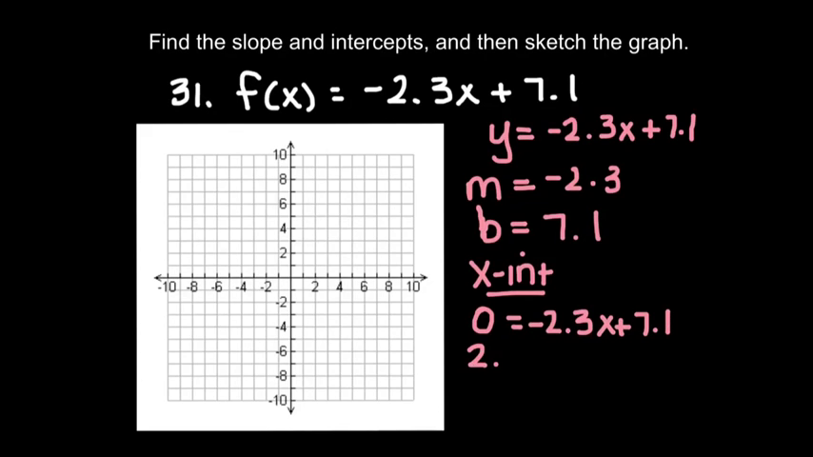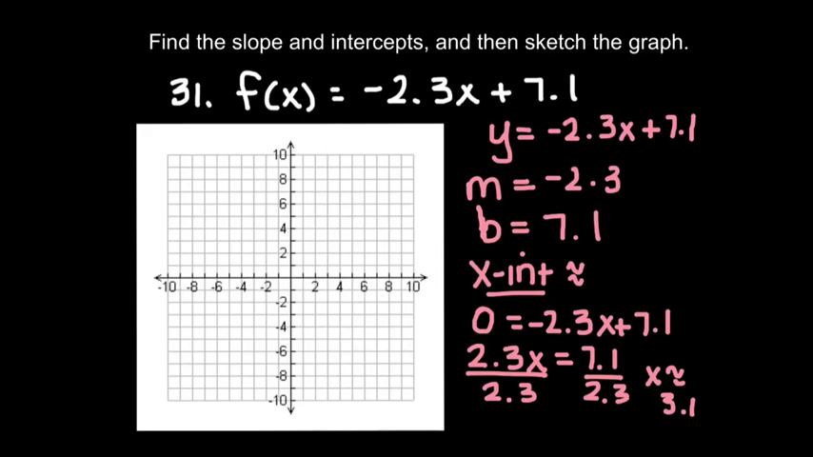Add my 2.3x to both sides, gives me 2.3x equals 7.1. Divide both sides by 2.3, and we get x equals 7.1 divided by 2.3, which is about 3.1. So my x-intercept is approximately 3.1.